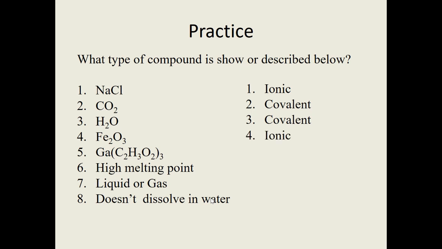This one is a weird one. We have gallium acetate. So we have the acetate part, which is going to be covalent, gallium, which is a metal, so that's going to be ionic. So it's both. Based on the property chart above, high melting point is an ionic bond. If it's a liquid or gas at room temperature, that is most likely going to be covalent. Ionic compounds are solids at room temperature. And then if it will not dissolve, that means it's not soluble in water. That is covalent as well.